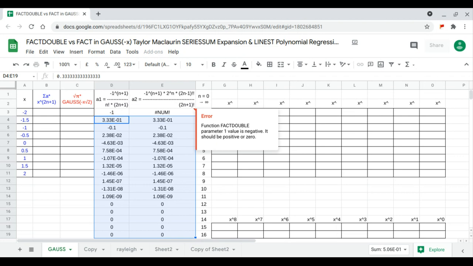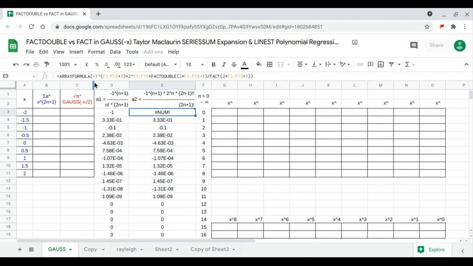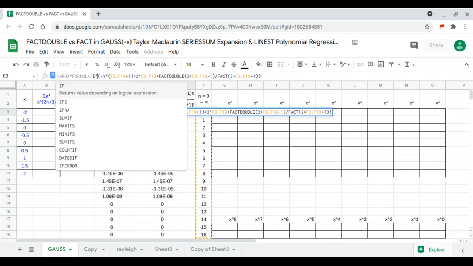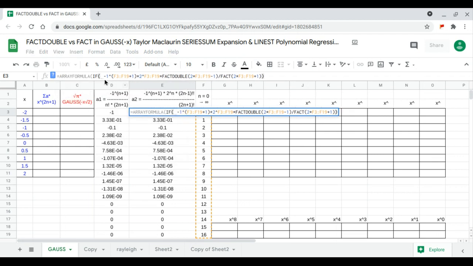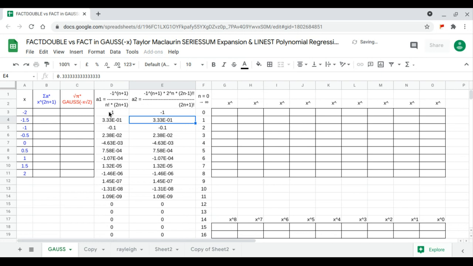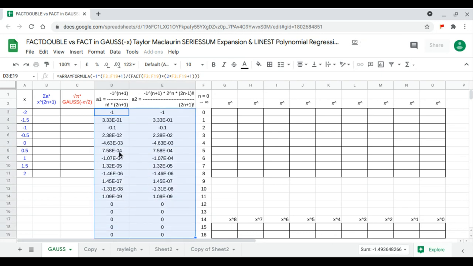So we'll change this, using an if statement. So that is the quantity if n is equal to 0, then minus 1, just like this. Then enter. Now they're exactly the same. We can continue with the expansion.